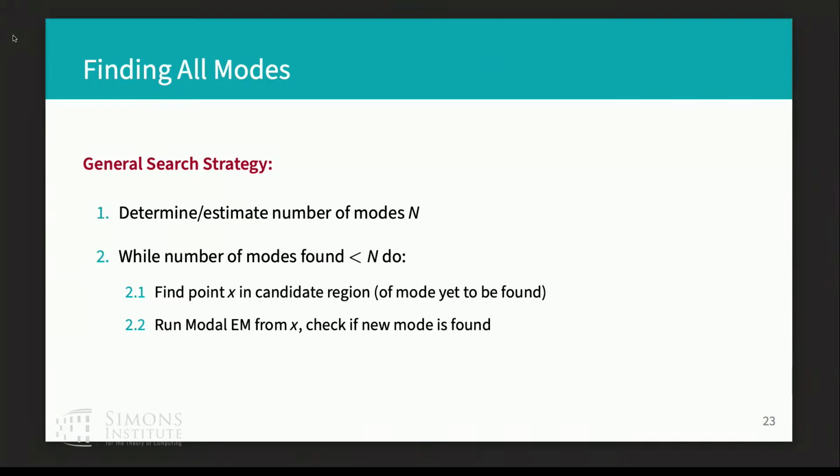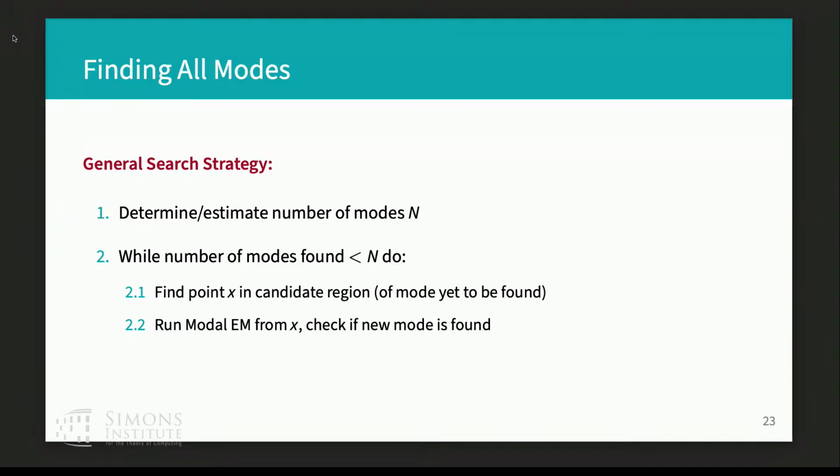Okay, and then the last thing we can do is to try to find all modes. So this is a general strategy that you can think of. First we need to estimate how many modes we want to find. And then we can try to estimate where we think the modes might be. And then we can just run these algorithms that find a mode from some starting point in each one of these regions, right?